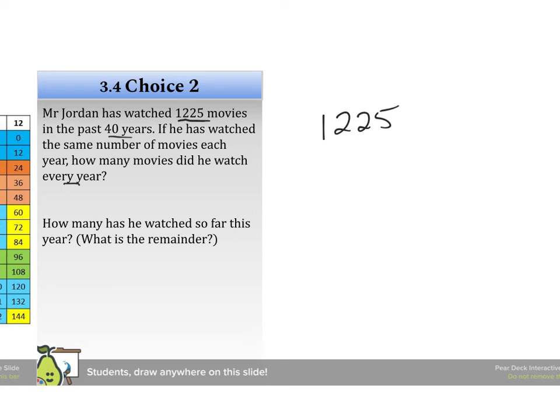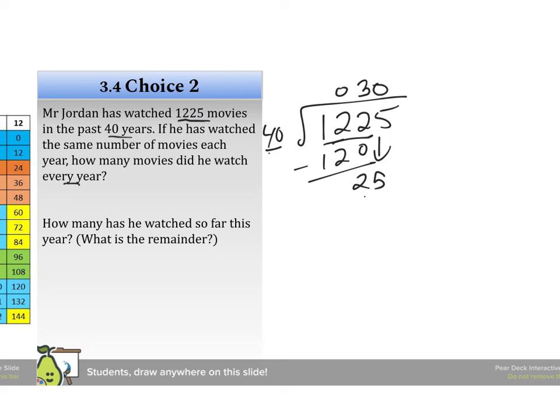1,225 divided by 40. So how many times does 40 go into 12? 0. How many times does 40 go into 122? 3 times. 3 times 40 is 120. The 2 left over. Bring down the 5. How many times does 40 go into 25? 0 times. So our remainder is 25. So he watched 30 movies each year.